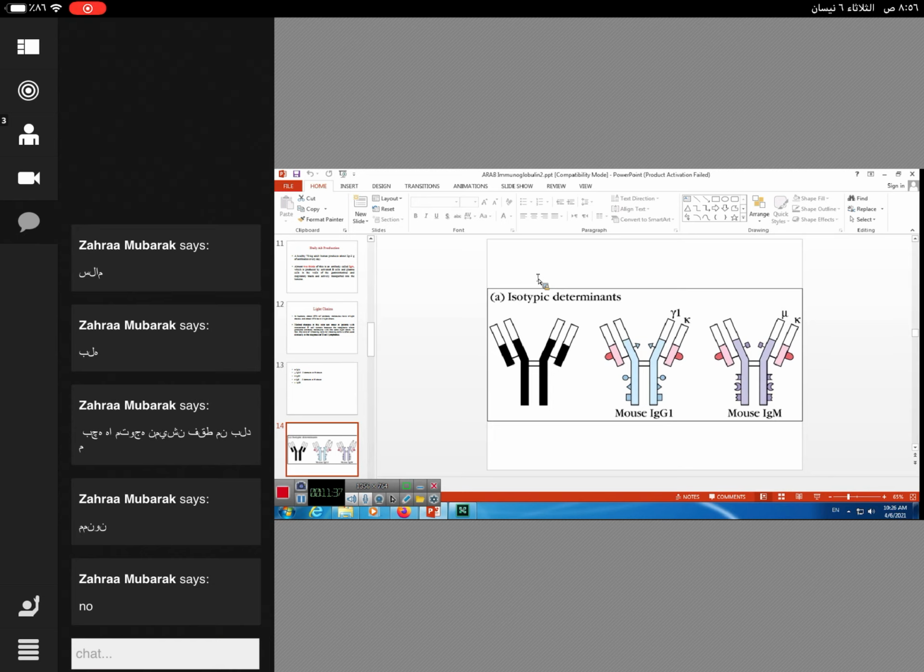A closer look at antibody structure shows there are 3 different determinants: isotypic determinant, allotypic determinant, and idiotypic determinant. Isotypic determinants are located completely on the constant region of heavy and light chains.